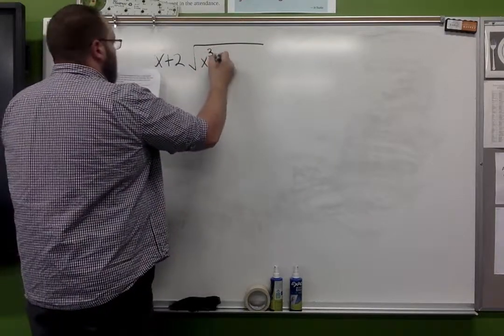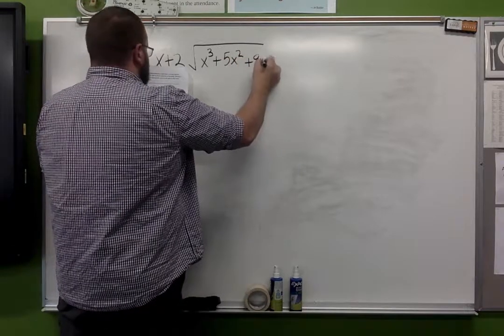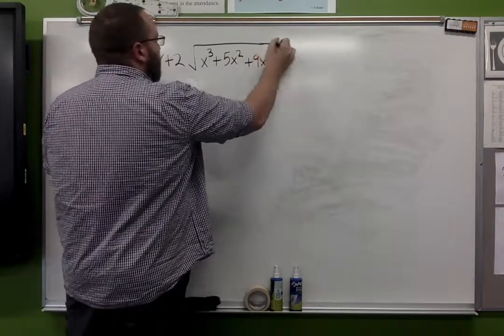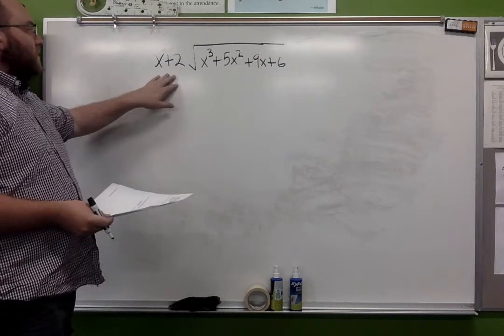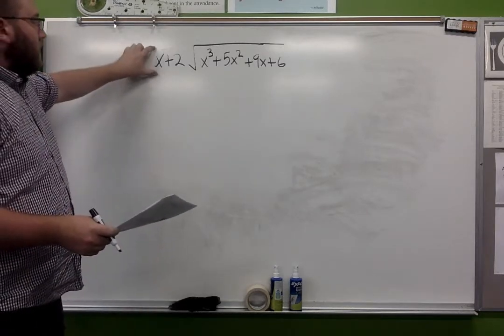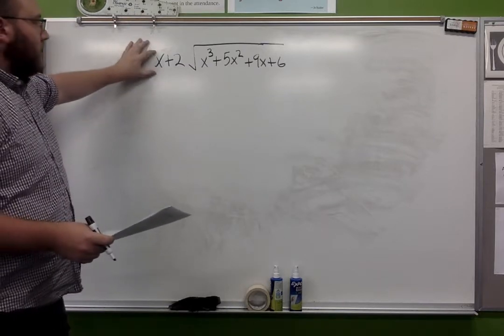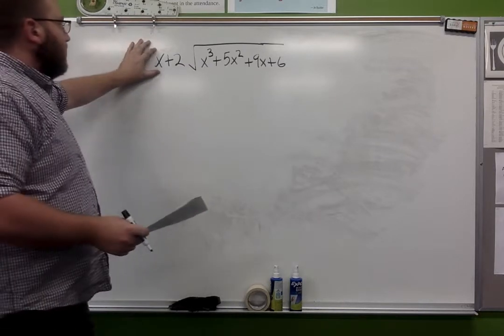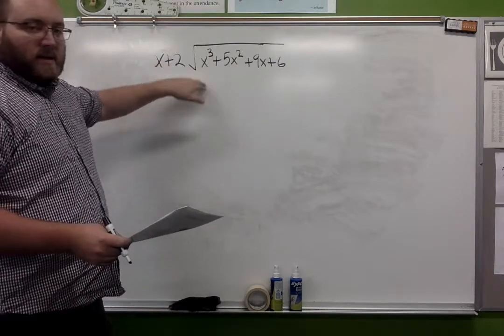x to the third plus 5x squared plus 9x plus 6 divided by x plus 2. Okay. Now you might be thinking to yourself, well, the other one was just a single number. What do I divide here? It's okay. You're going to take your leading term, your first term, and you're going to do all the, does it multiply into this, or how many times does it go into this kind of thing, okay?